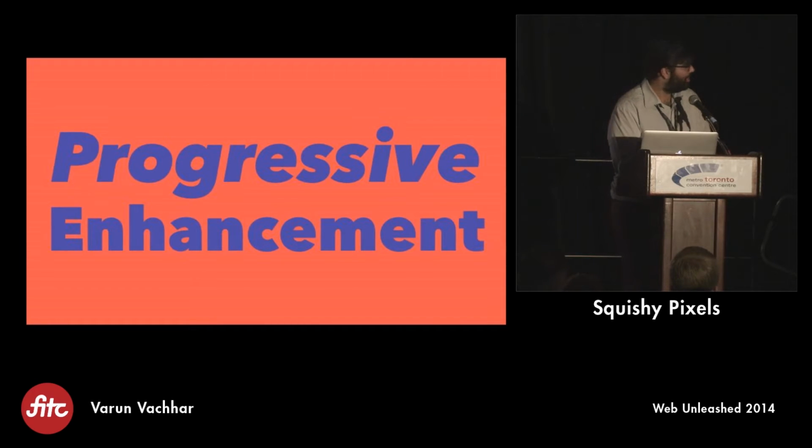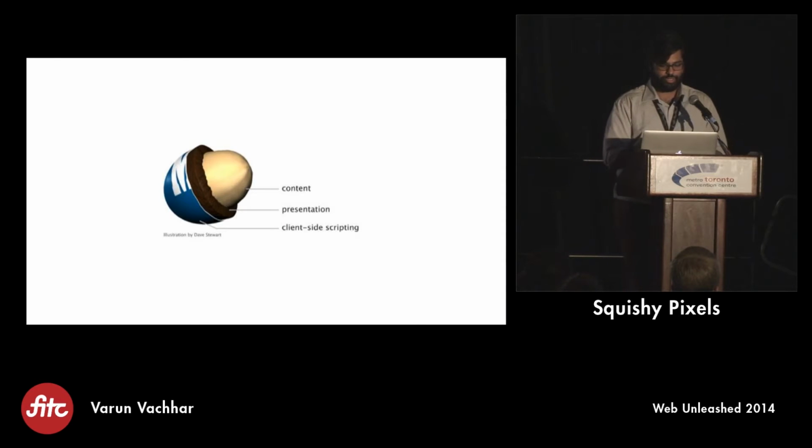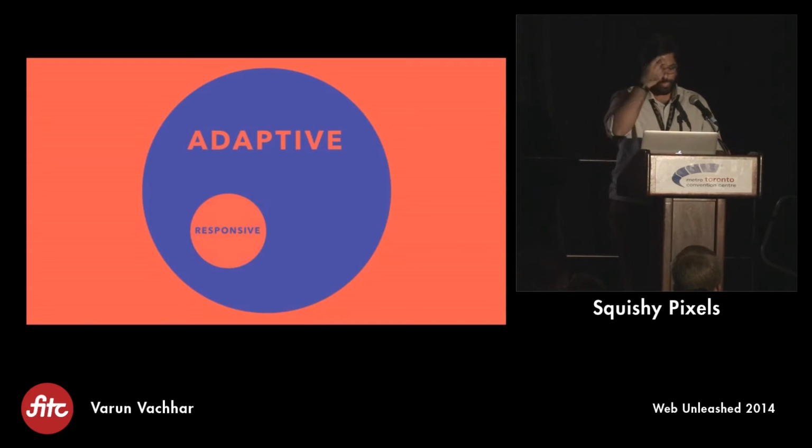So going back to this idea of progressive enhancement, there are three layers to progressive enhancement: the content, which is the core rich semantic HTML markup; the presentation layer, which is the CSS and the styling; and finally, the client-side scripting layer, which is the JavaScript or the jQuery behaviors that you add. So if you go by this principle, responsive design is actually just a subset of adaptive design. It's one of the many things that you should consider.